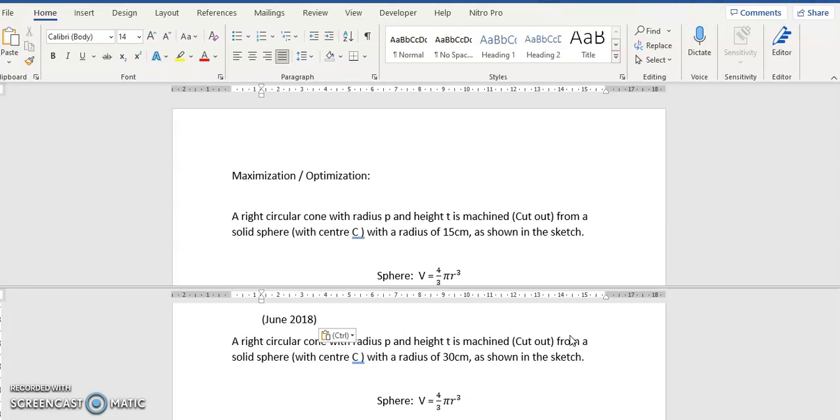Today I want us to look at maximization or optimization. That is an application of calculus.